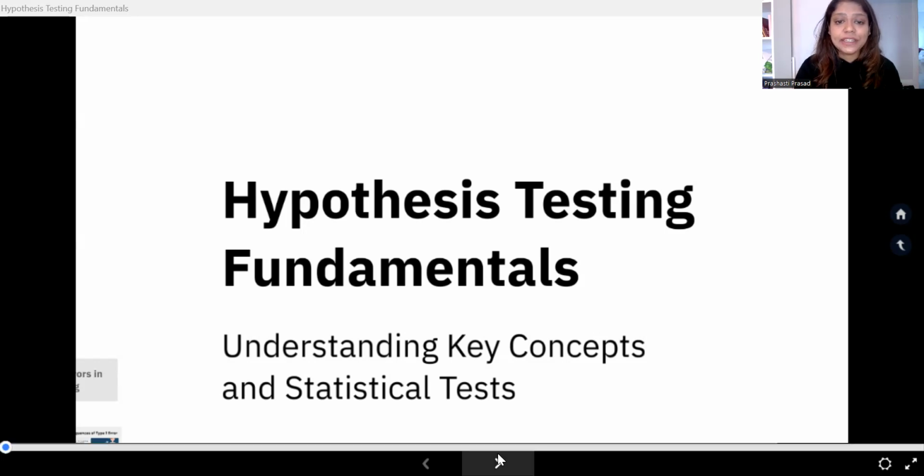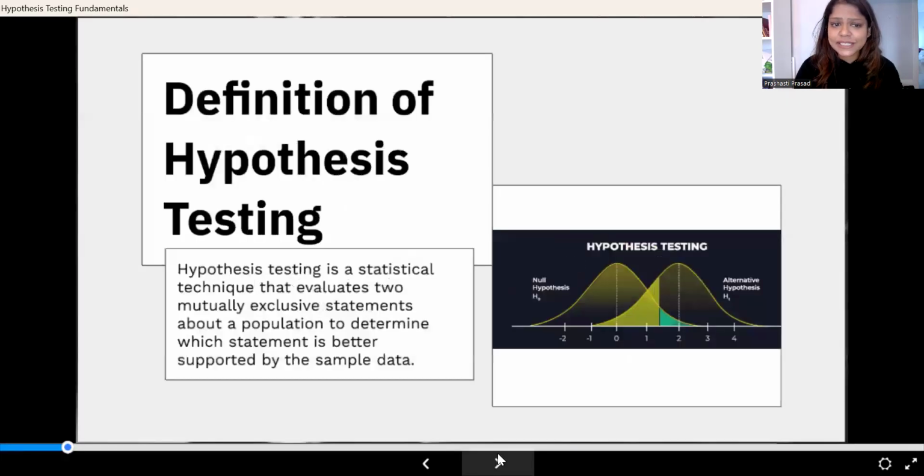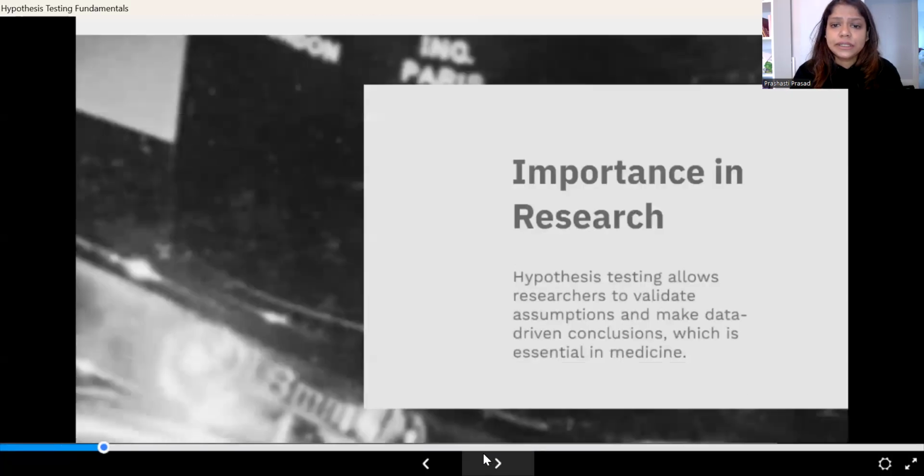So to begin, what are hypotheses and what is hypothesis testing? Now, the definition of hypothesis testing is that we use a statistical technique to evaluate mutually exclusive statements that might exist about a population to be able to determine whether that statement is actually supported by the data that's being analyzed. What does that mean?